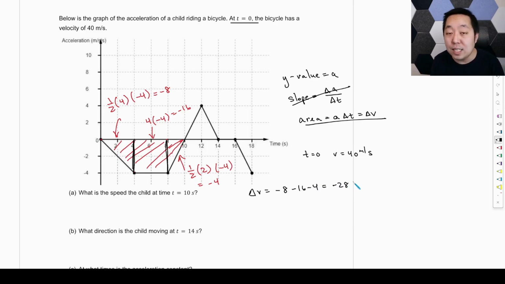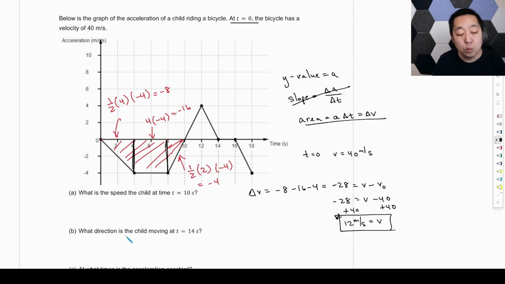Now, it doesn't mean that she's going -28. That's the change. And the change is the final minus the initial, all right? That's the difference. And we know we started at 40. So this is v minus 40 is equal to -28. We're going to add the 40, and you get -28 plus 40, right, is going to give you 12 meters per second as the velocity there.